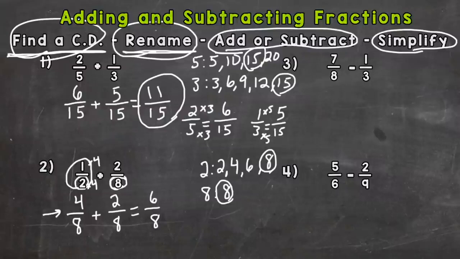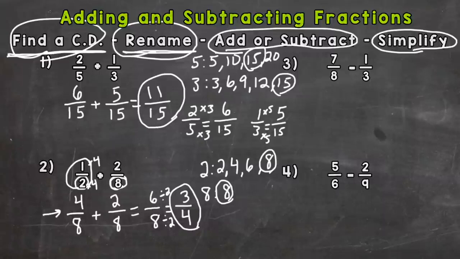Now we need to simplify. Are there any numbers that can divide out of 6 and 8, any common factors, to break this problem down? Yes, they're both even and can be divided by 2. So we get 6 divided by 2 is 3, 8 divided by 2 is 4. Now the only common factor between that 3 and 4 is 1. That's the only thing we can divide both of those by. So we are done. The answer to number 2 is 3/4.